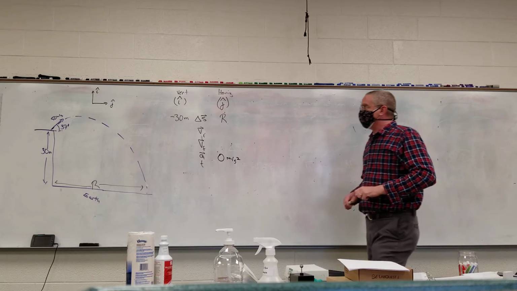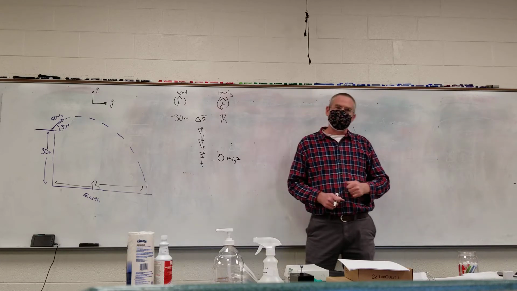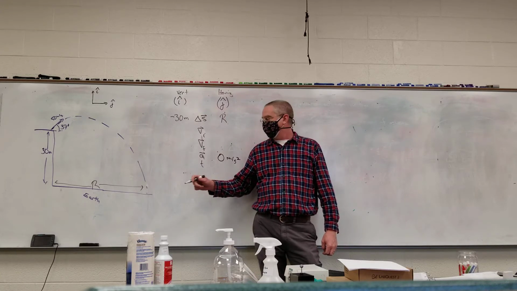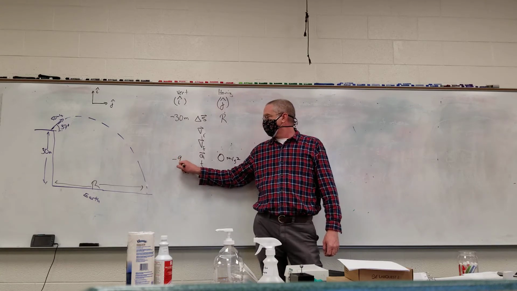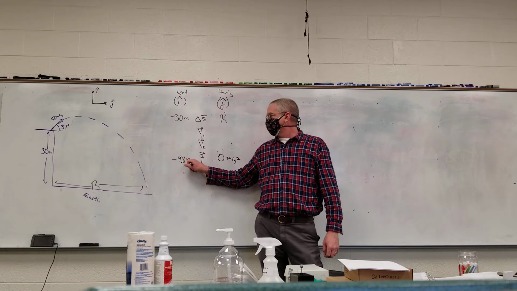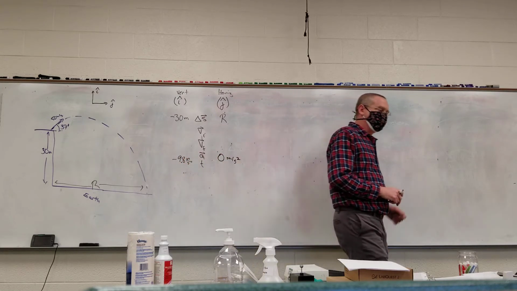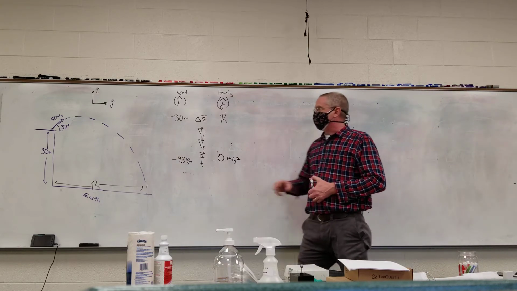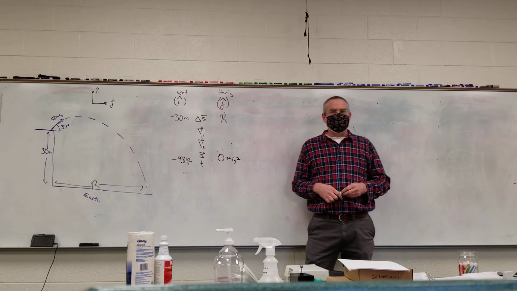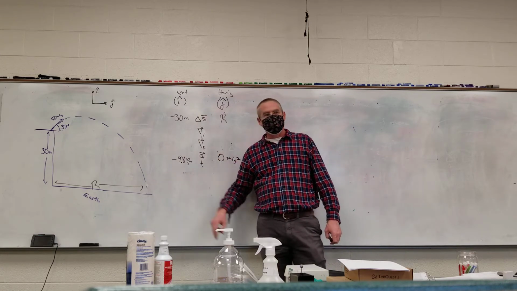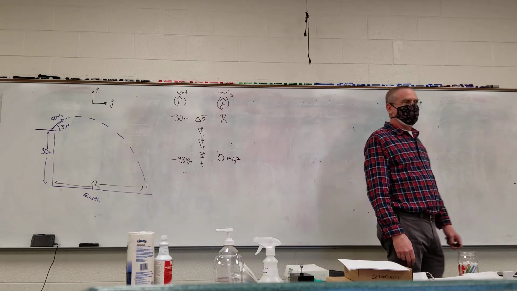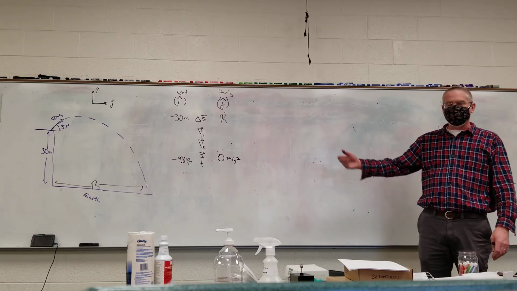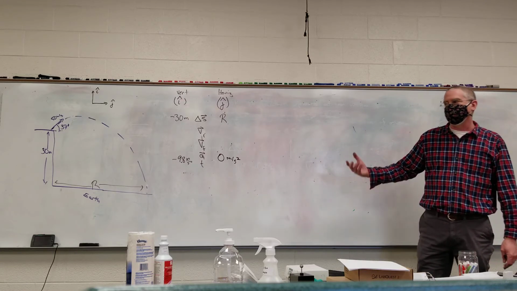My acceleration vertically then, we just went through this, is -9.8 meters per second squared. It's negative because it's down, and 9.8 meters per second squared because it's Earth, and we are not so far above. If you're 200 kilometers above the Earth's surface, then don't use 9.8, but if you're right there, 9.8.